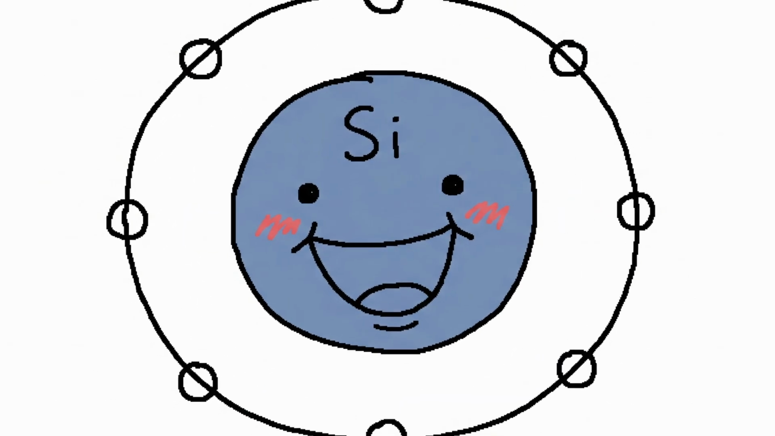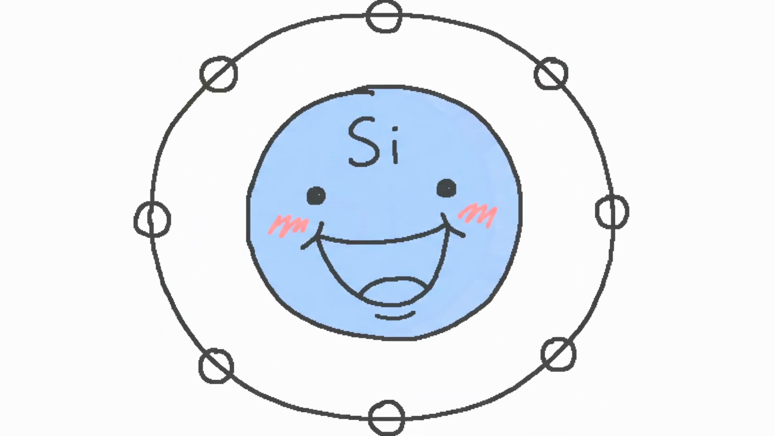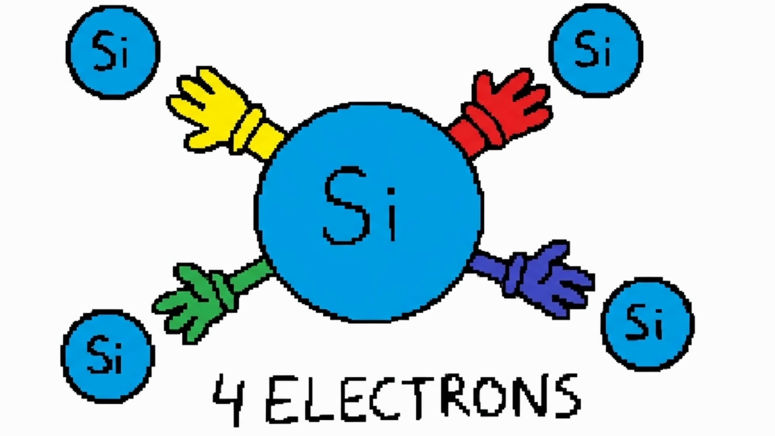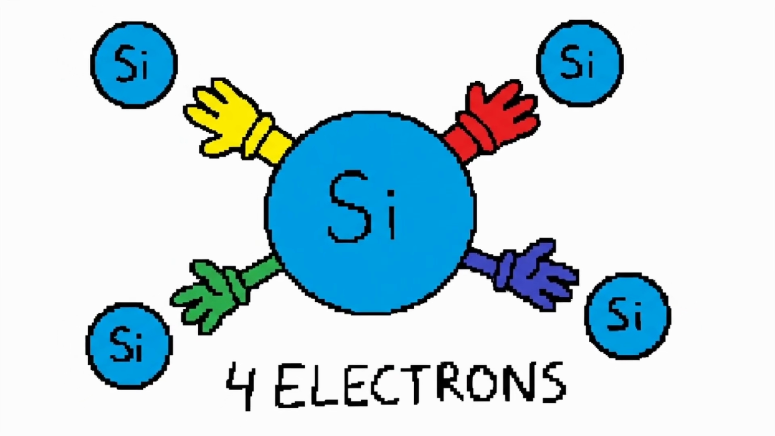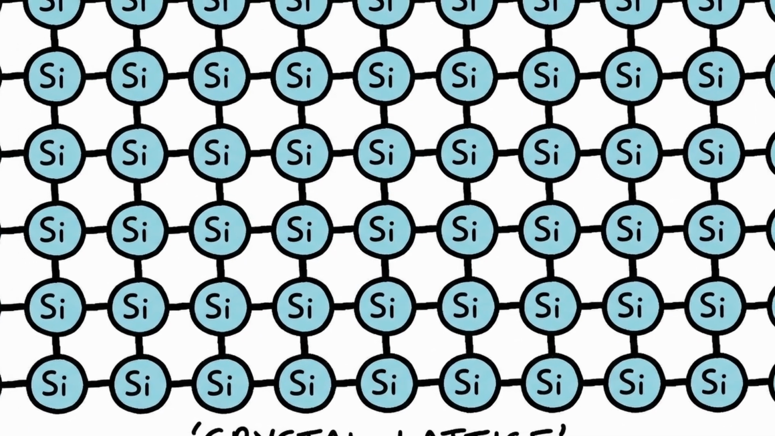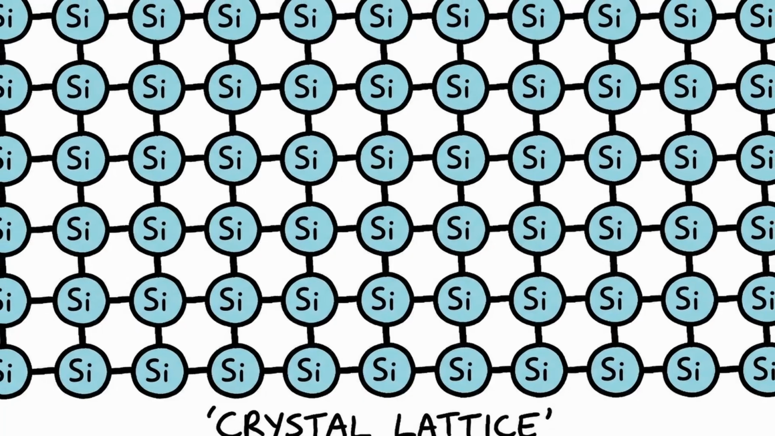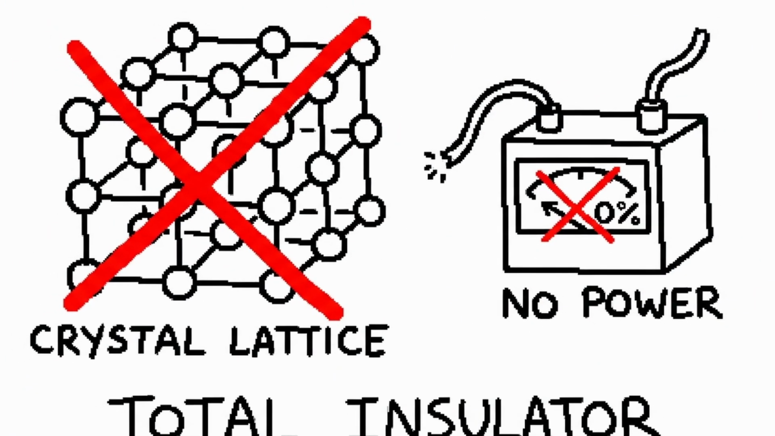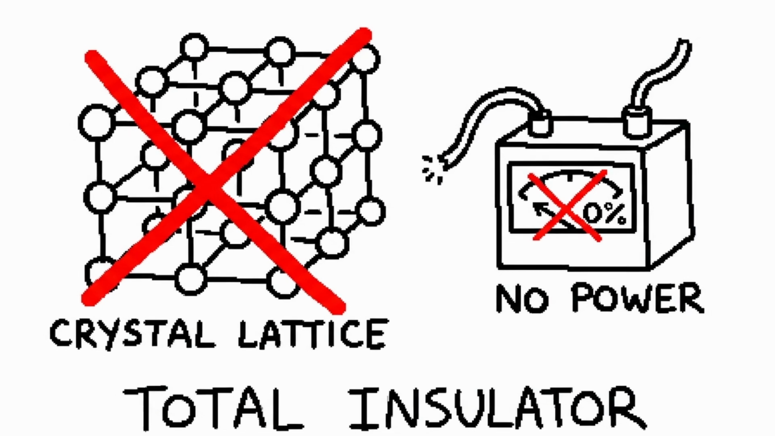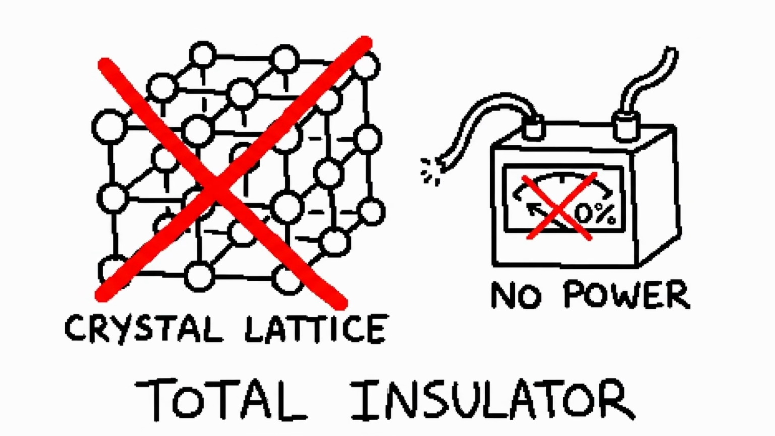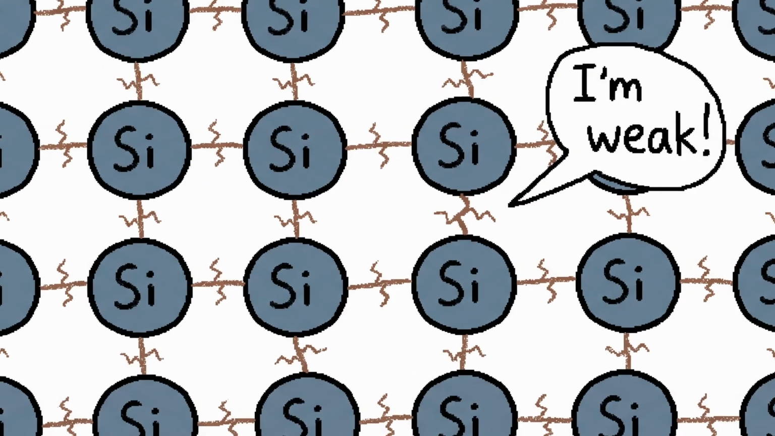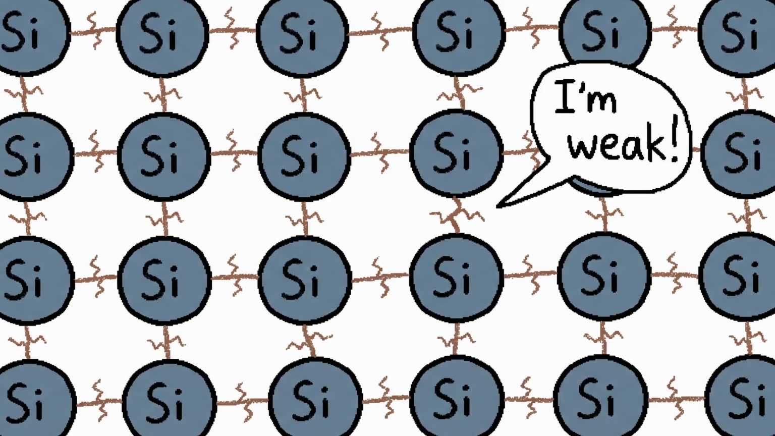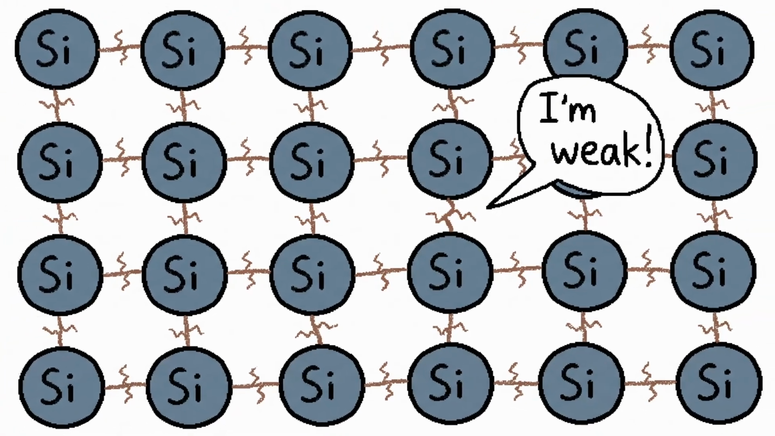Atoms are happiest when they have 8. So to get happy, silicon atoms hold hands with 4 of their neighbors. They lock together into a perfect crystal lattice. It's exactly the same structure as a diamond. Because all those electrons are locked up tight, silicon acts exactly like an insulator. No electricity can flow through it. It's totally dead.